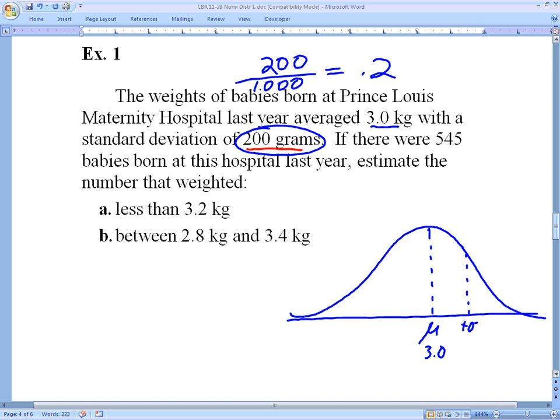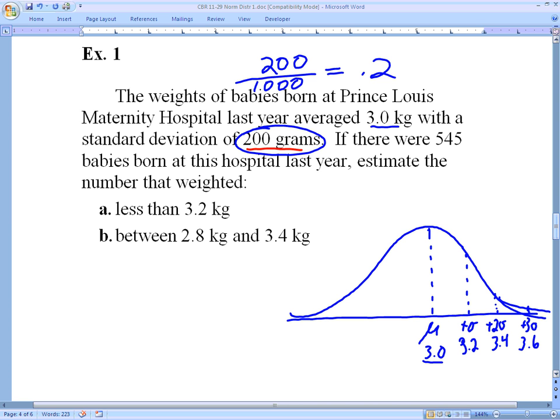So if I were to add on one standard deviation here, I would take my 3.0 plus 0.2, which would be 3.2, and that would get me one standard deviation away. And I could do another standard deviation away, so that'd be plus 2 standard deviations, and that would be 3.4. I didn't really leave myself enough room here, but I'll correct that. And then if I go a full 3 standard deviations, that would be 3.6.